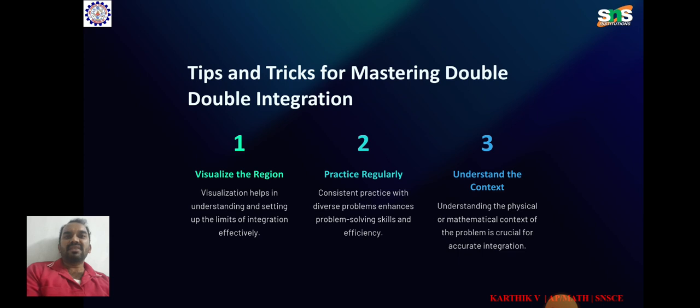Work on real world applications. Practice solving real world problems that involve double integration, such as finding areas, volumes, and probabilities.